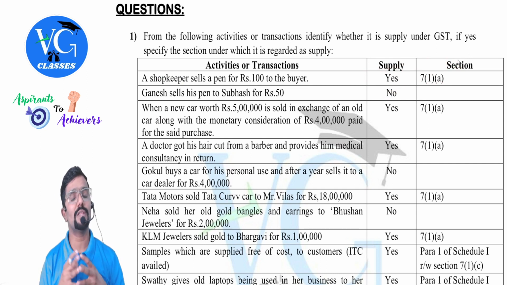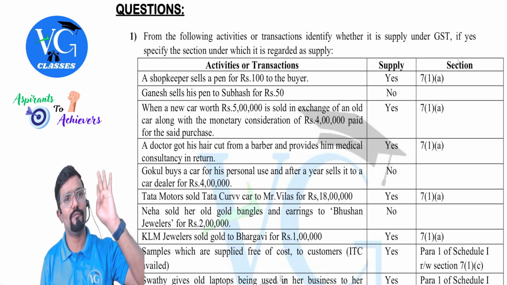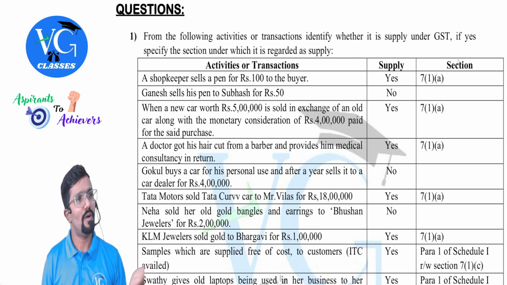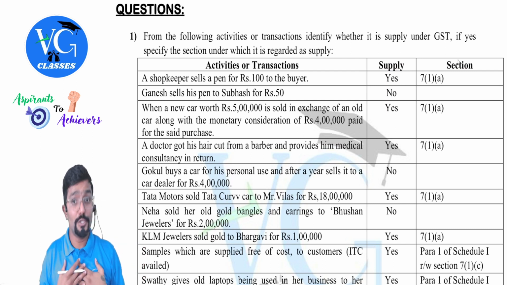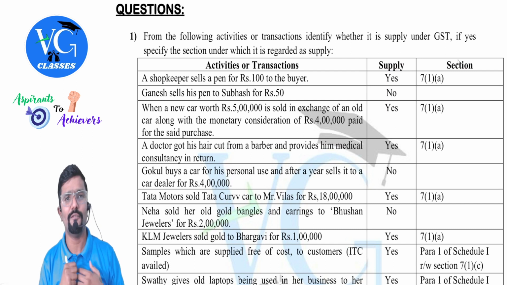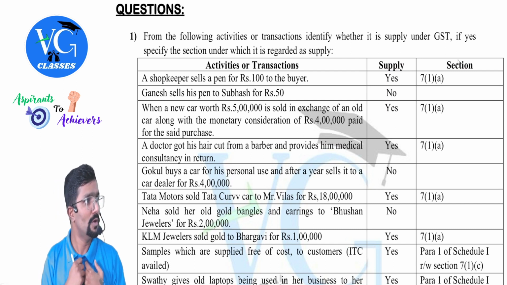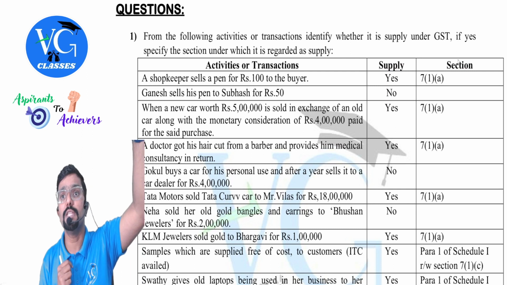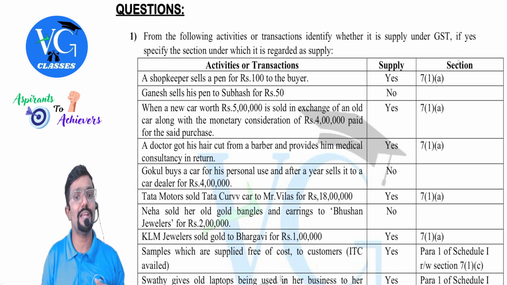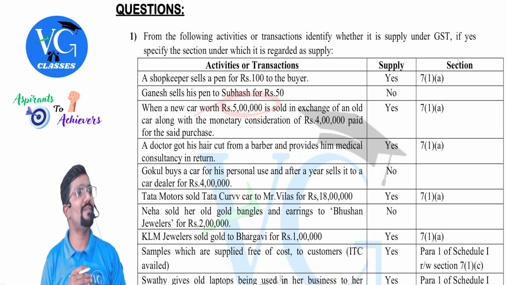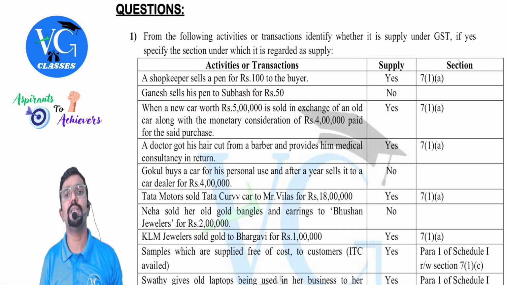Next, a new car worth 5 lakh is sold in exchange for an old car, along with monetary consideration of 4 lakh paid for the purchase. Means the old car is exchanged and, along with the old car, 4 lakh extra is paid. So for the seller, obviously it will be in the course of business. See, assume I exchange my car. Now I sold my old car and buy a new car. I paid something extra. For me, is it in the course or furtherance of business? No. Whereas for the car manufacturing company, is it in the course or furtherance of business? Yes. For them, what is the value of supply? New car worth 5 lakh. So are they selling it in the course of business? Yes. So it will be a supply as per 7(1)(a), guys.